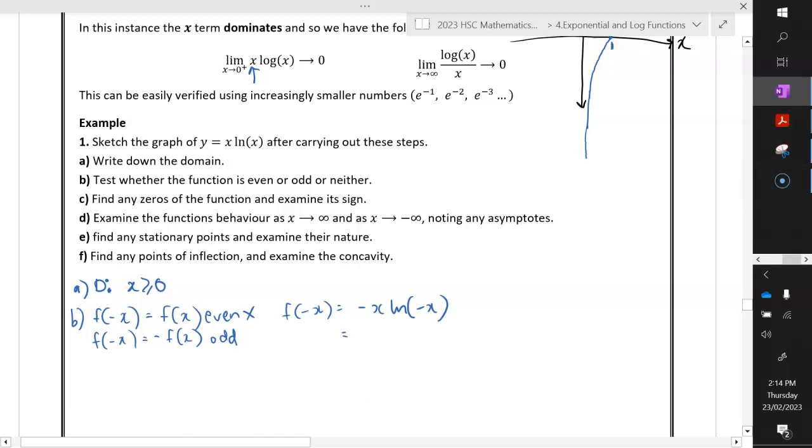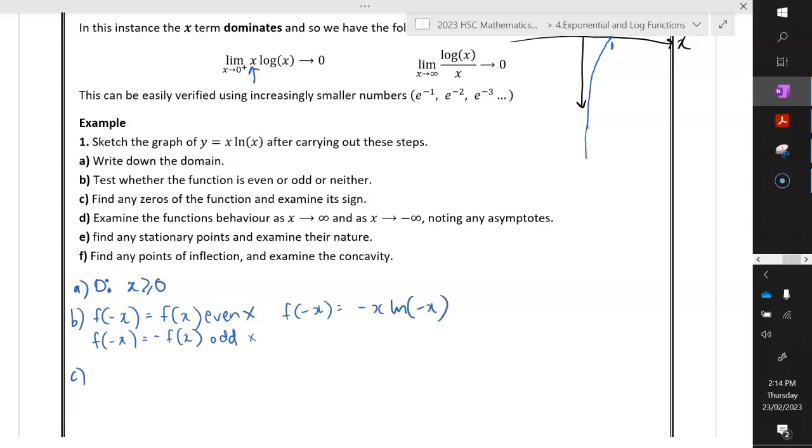Does it equal minus f of x? Let's just have a look and see what f of x equaled. So that was f of x, so they definitely don't equal there. But minus f of x pops a minus out the front of the whole function, so it doesn't equal that either. So it's neither even nor odd in that case.